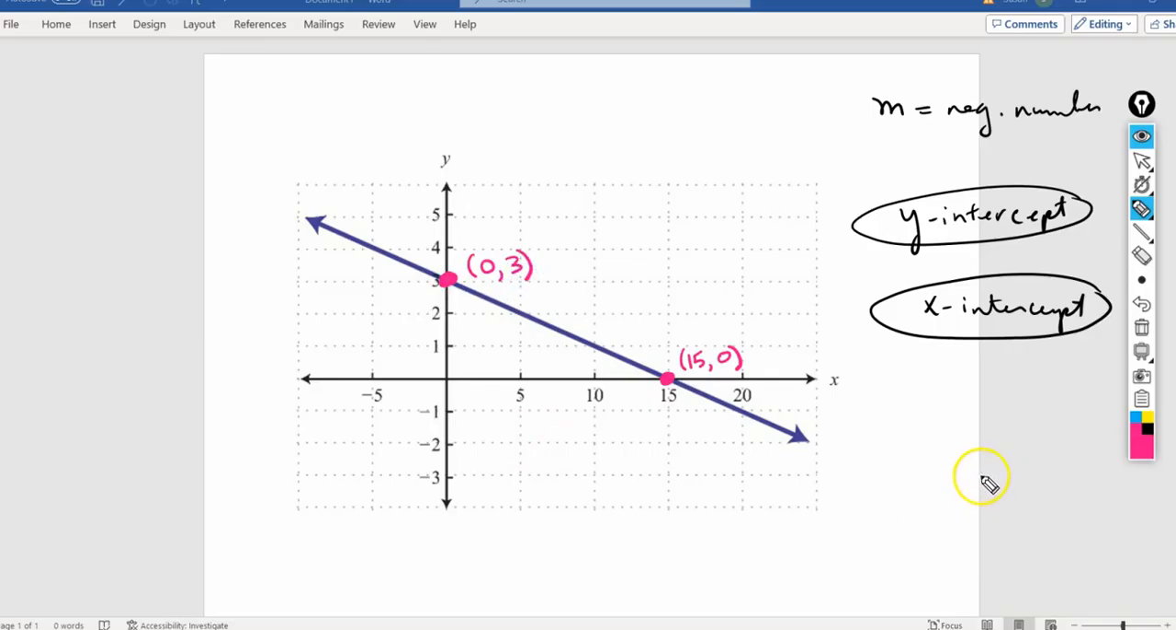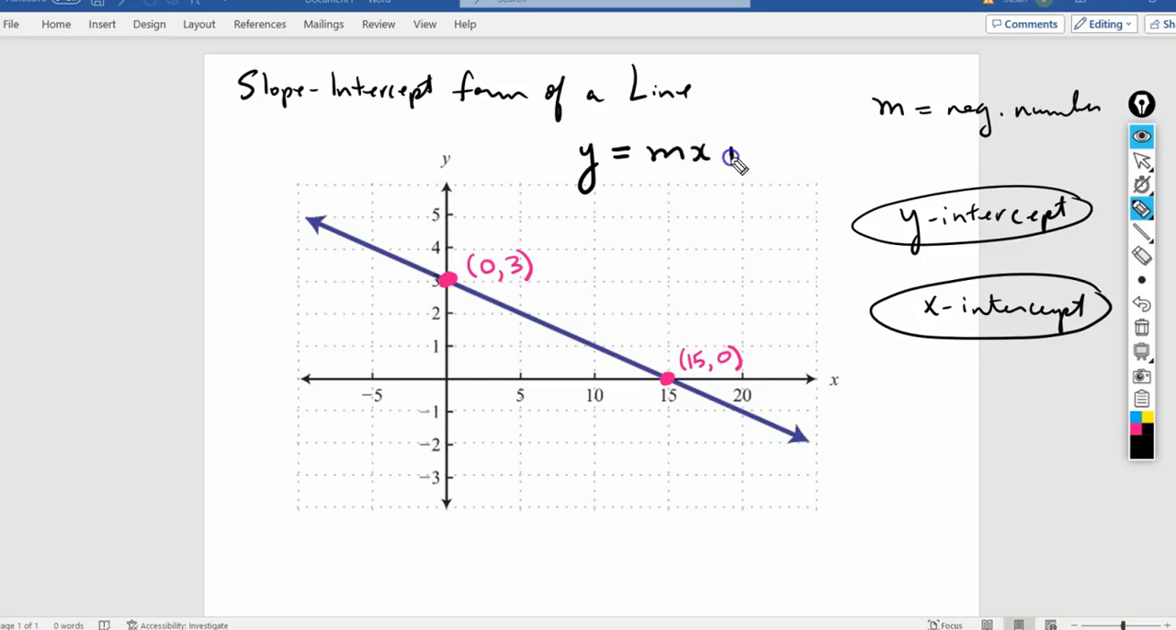Okay. So let's talk about the slope-intercept form of a line. It's when you have it written in this form, y equals m times x plus b, where m is the slope. Now b is going to turn out to be the y-intercept, the y-coordinate of the point here. So let's see how that works for this one. Let's see if we can write the equation of this line in slope-intercept form.